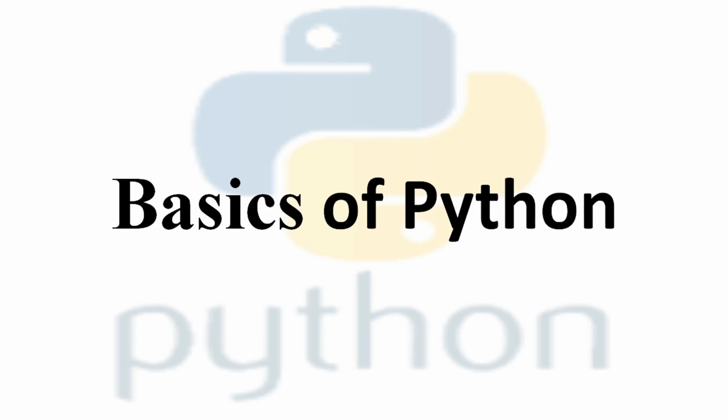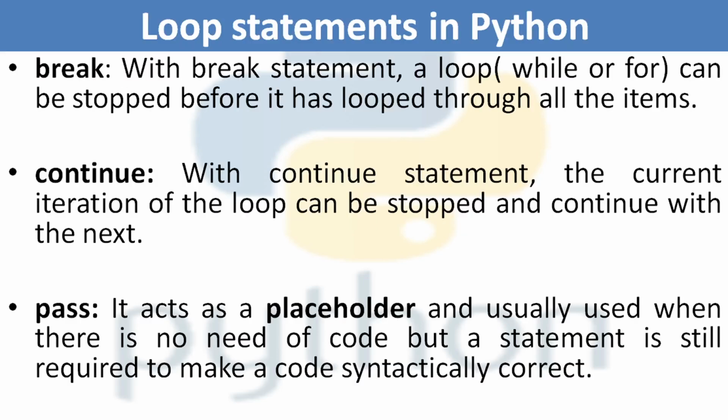We have seen for and while loops, where the loop continues to execute till the end of the sequence. But what if we want to come out of the loop before reaching the end of the sequence? So we have the break statement for that purpose. So what is a break statement? With the break statement, a loop, while or for, can be stopped before it has looped through all the items. So let us take it on our IDE.